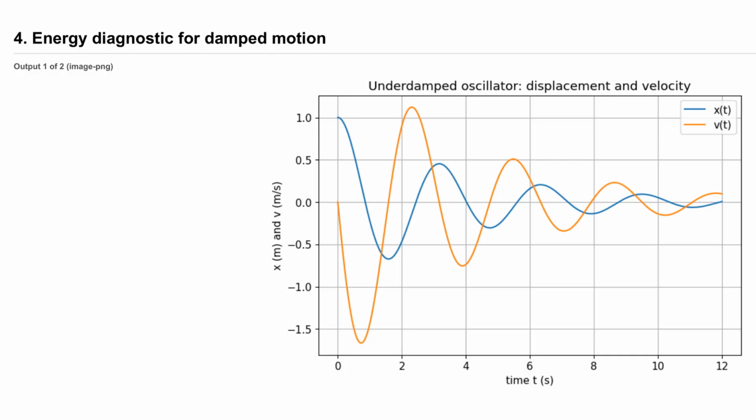Looking at the first output, the displacement and velocity curves show the expected underdamped behavior. Notice that the velocity leads the displacement, and both amplitudes decay smoothly over time. The numerical result looks physically sensible.